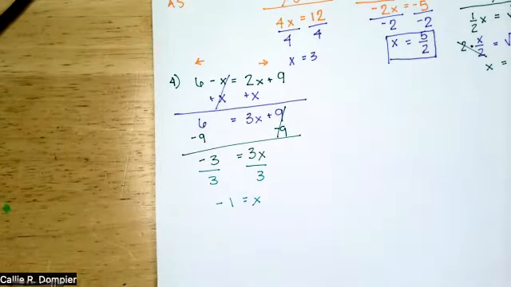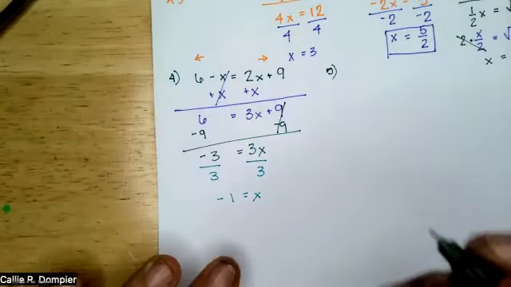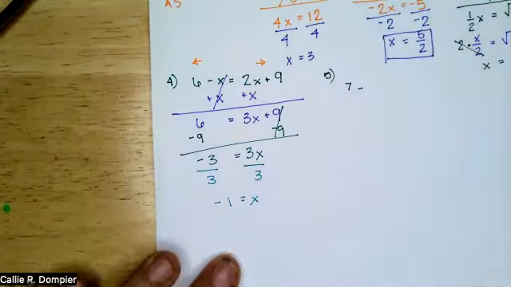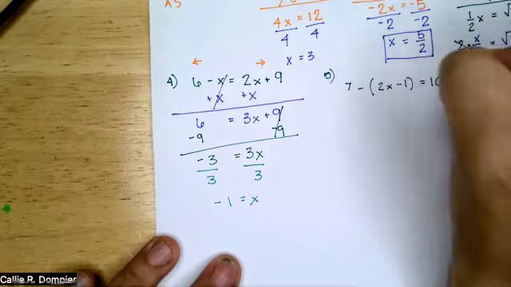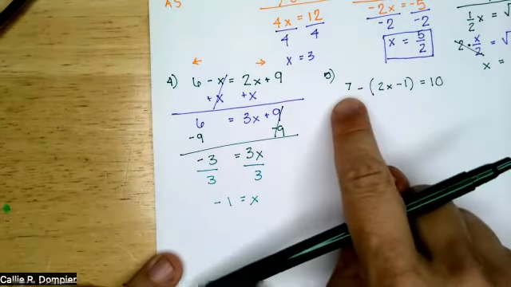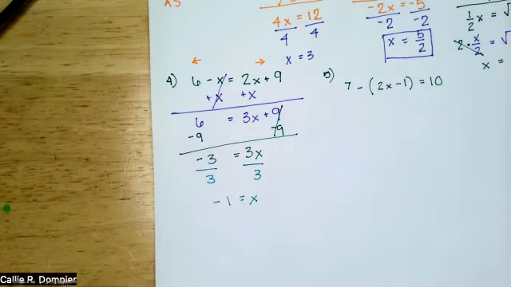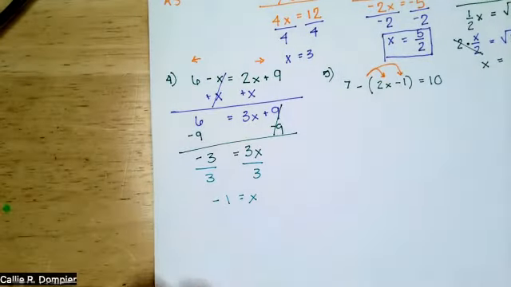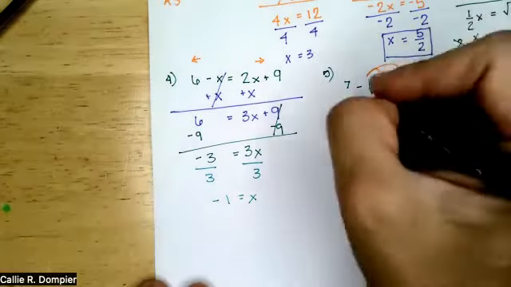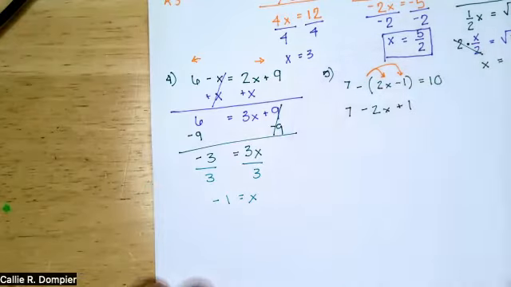So x is negative 1 for that one. Number 5 would be 7 minus, so be very careful with this one. 7 minus the quantity, 2x minus 1 is 10. You're not distributing the 7, you're actually distributing only that negative sign. So the negative gets distributed to the 2x and the negative gets distributed to the negative 1. That's rewritten as 7 minus 2x plus 1.